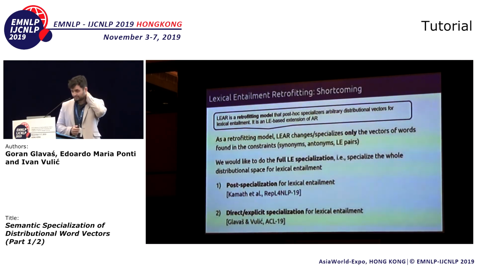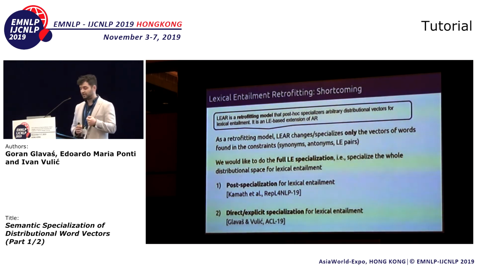And then we're back to the same problem of the retrofitting models: okay, now we're specializing the words from the constraints for lexical entailment, but we're not going to change any vector that doesn't belong to a word that we have seen in the constraints. And ideally, we'd like to specialize for lexical entailment the entire distributional space. And again, we can resort to two different approaches for doing that. One is to avoid retrofitting altogether. This is option 2. So we do direct or explicit retrofitting for entailment.